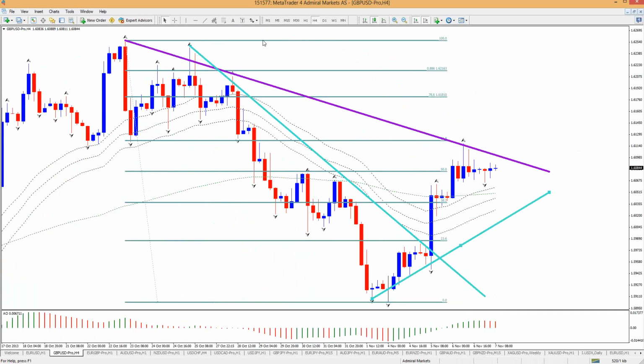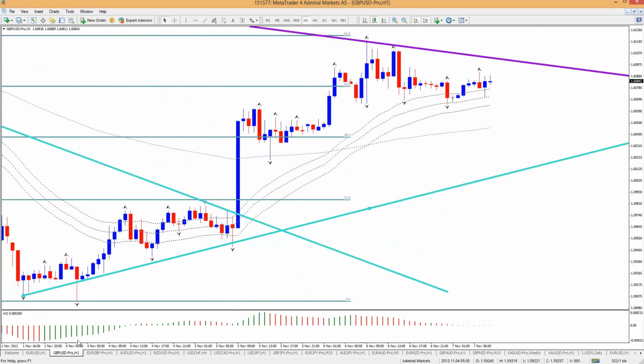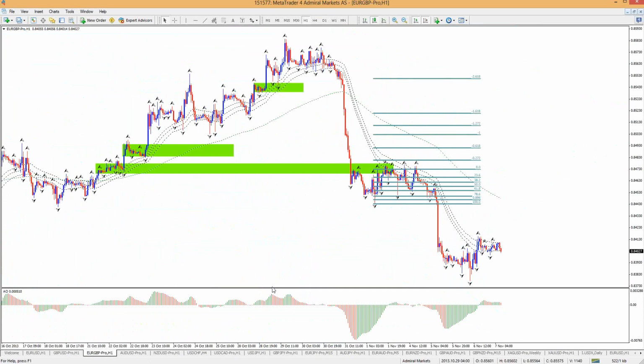What else? That's about it, I guess. Let's take a look at Euro Pound. Euro Pound has been moving down a lot because of the fact that, of course, the euro is falling a lot. Pound was moving up, so this fell like a brick relatively for the Euro Pound.